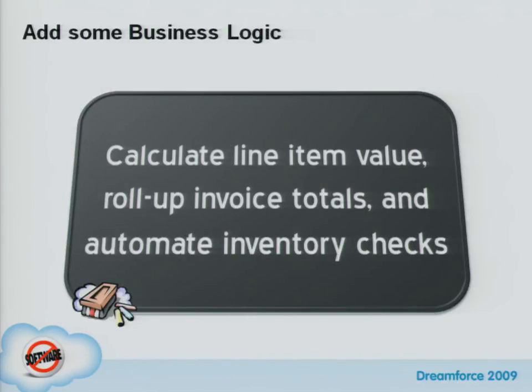And so in this next example, we're going to do three things. We've been told that when you're creating a line item, you want it to automatically calculate the value based on the quantity and price. Then we want to roll up all of those totals to the invoice itself, so we have a grand total. And then we want to automate the inventory checks to make sure that when we are adding items to the invoice, we're not going over our inventory amounts.